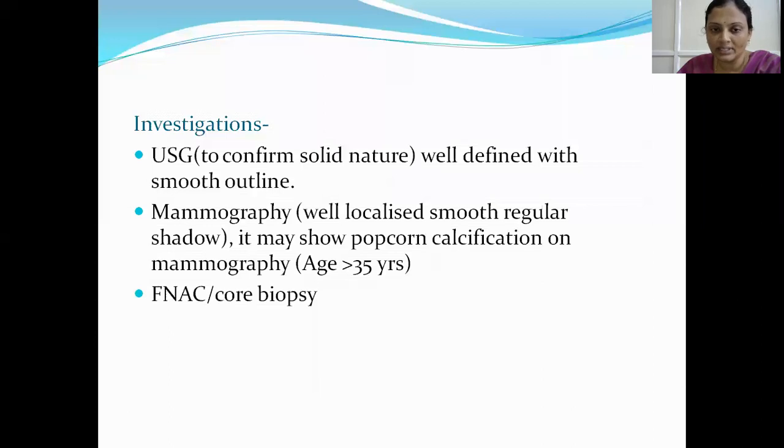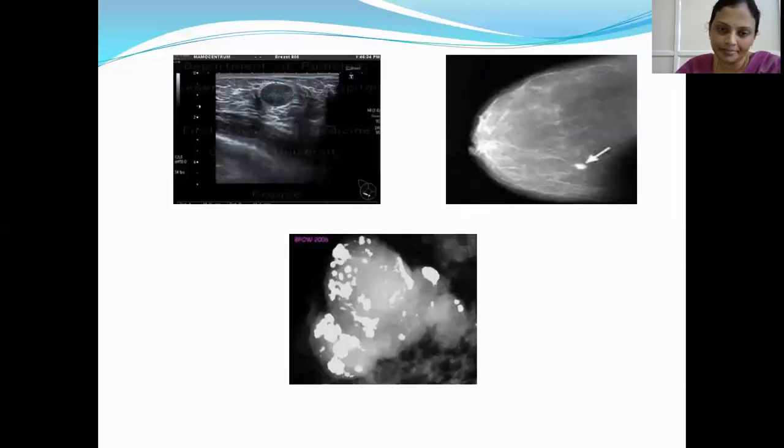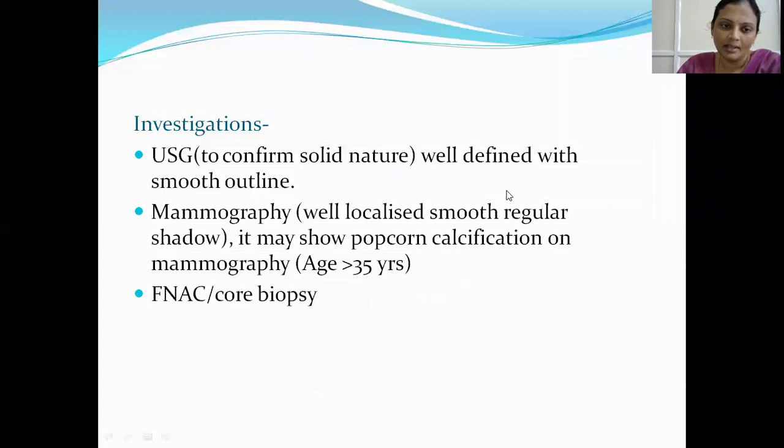It may sometimes show a popcorn calcification on mammography. See, these are the popcorn calcifications, multiple, in the mammographic picture of fibroadenoma. And fine needle aspiration cytology or core biopsy can be done.